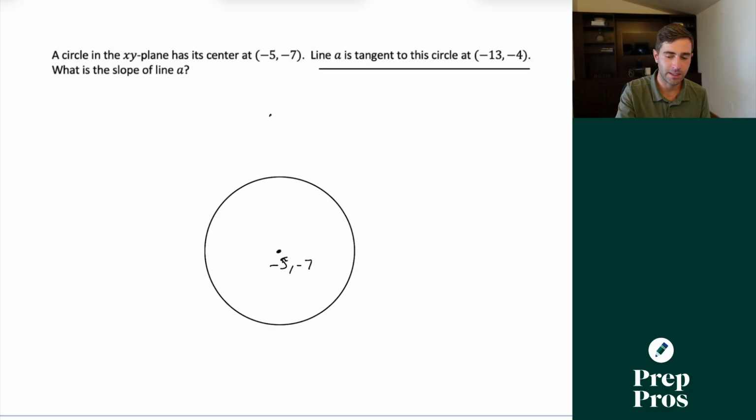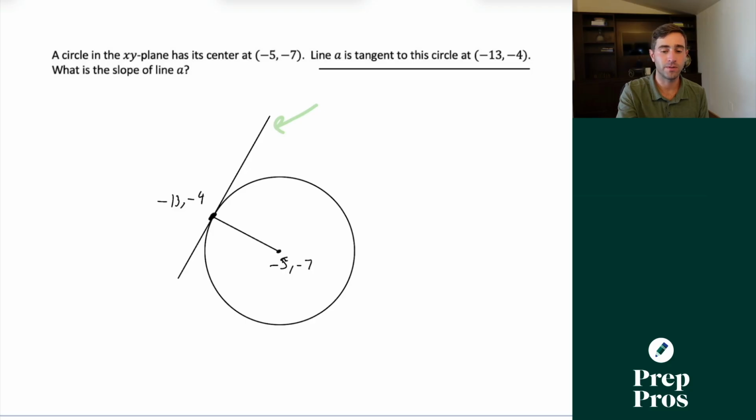So if it's going to be tangent, we'll see if I can draw a nice tangent line. Yes, we can. It's just going to be touching the circle at one specific spot. So we're going to say this spot is going to be -13, -4. Now, what is the slope of line A? This is just a very specific piece of math that you want to know. What you want to know is the slope from the center of the circle to the point of tangency is always going to be perpendicular to that tangent line's slope.